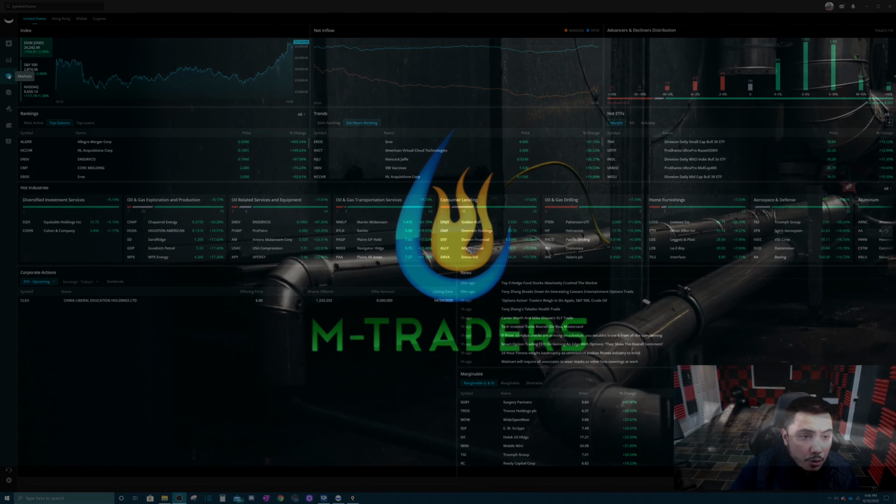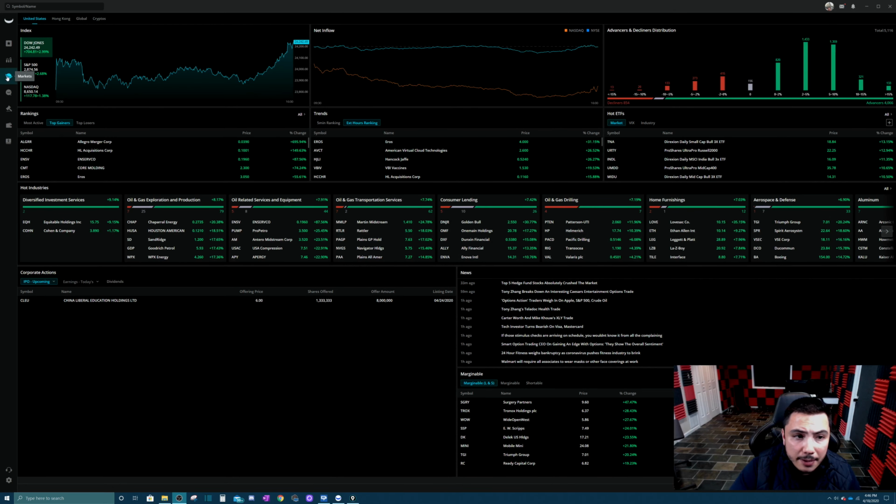The first one, we're going to go to the first tab, which is the markets tab. Basically it gives you, in the first square, indexes: Dow Jones, S&P, NASDAQ. The next one is inflow. So this is the inflow of money coming into the markets. Is it coming down? Is it going up? That's what's going on in the markets, right? So this is the inflow of the NASDAQ and the NYSE.